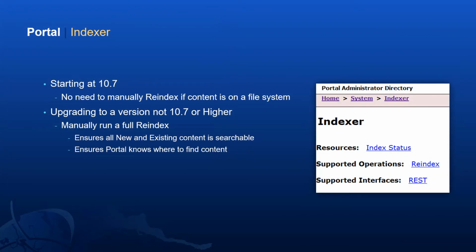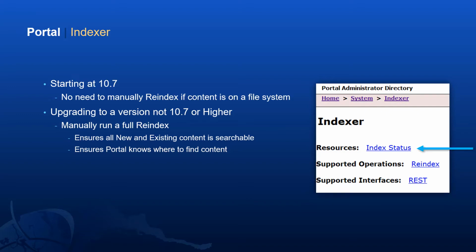Starting at 10.7, if your content store is on a file system, you do not need to run a manual reindex. However, if you are not upgrading to a release of 10.7 or higher, you will need to manually run a full reindex. This will ensure all new and existing content is searchable and allows Portal to know where to find the content. You will find the reindex by navigating to the Portal admin directory, then selecting Home, then System, then Indexer. Let's take a look at what this would look like after you have upgraded.